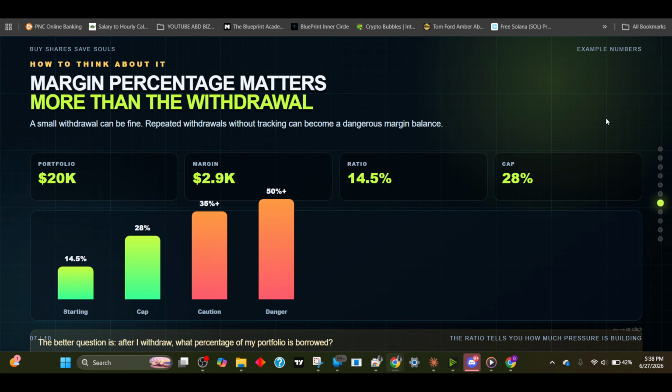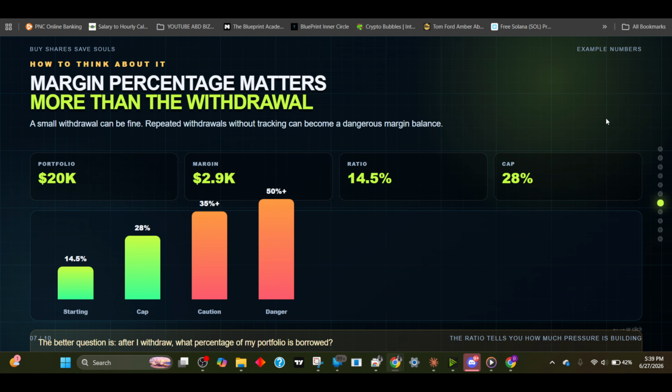How to think about margin percentages. All right, this matters because margin is more than just a withdrawal from your account. A small withdrawal can be fine. Repeated withdrawals without tracking can become a dangerous margin balance. We don't use this for lifestyle creep. We don't use this to just go out here wilding out. We use this to buy assets so that we can be wealthy, so that we can live like we want to live, right?